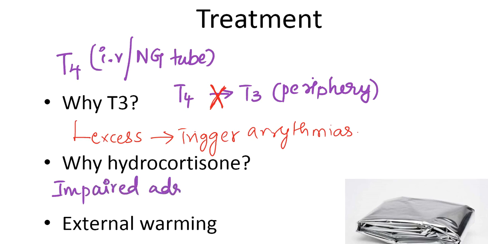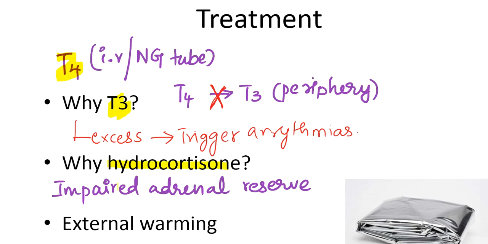Are you able to follow this? So, when the adrenal reserve is very less, then the steroid hormone production also is going to be less. That is why you always add hydrocortisone to the treatment. So, please note T4, T3 as well as hydrocortisone should be included in the treatment.